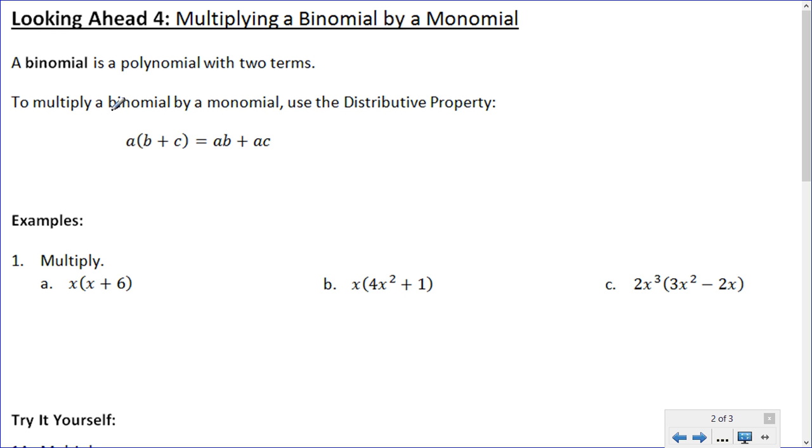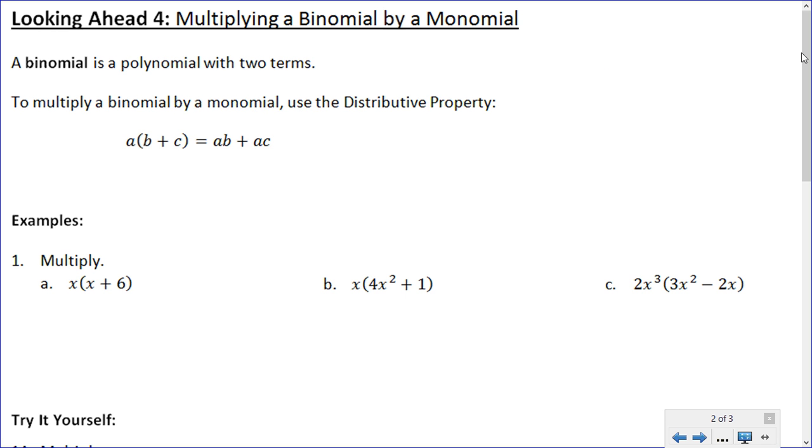To multiply a binomial by a monomial, we use the distributive property, just like we learned several chapters ago. So remember, when you have something like this in parentheses with either addition or subtraction, and something multiplied by that whole quantity, we just distribute. So a times b plus a times c. That's what we have.